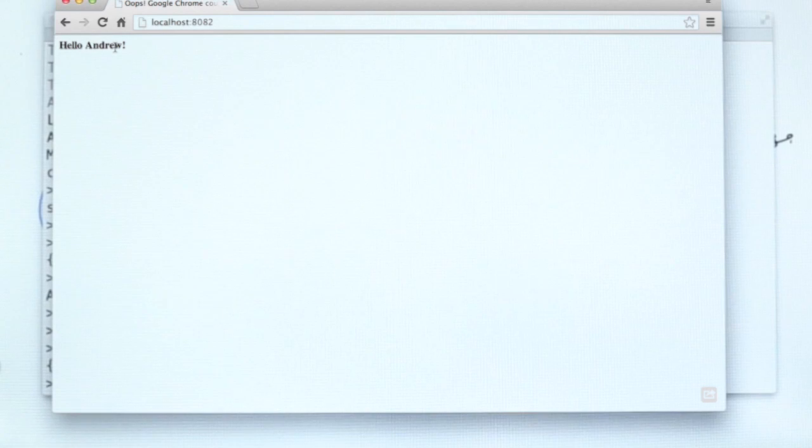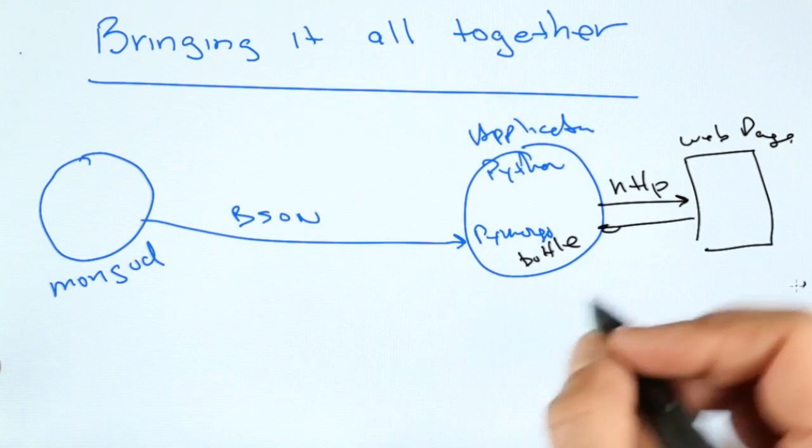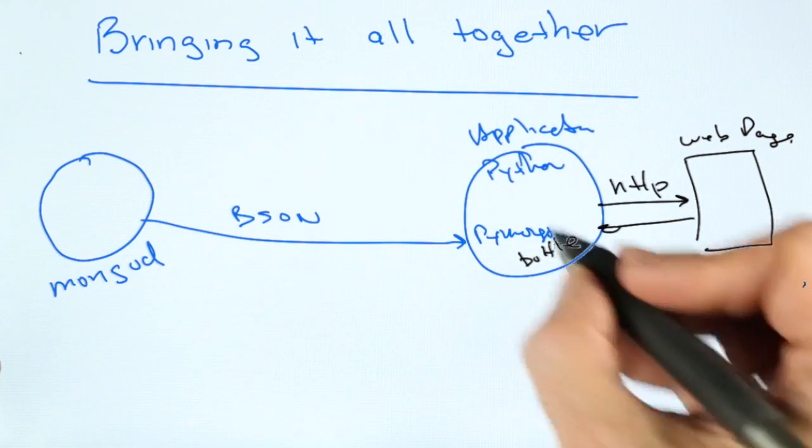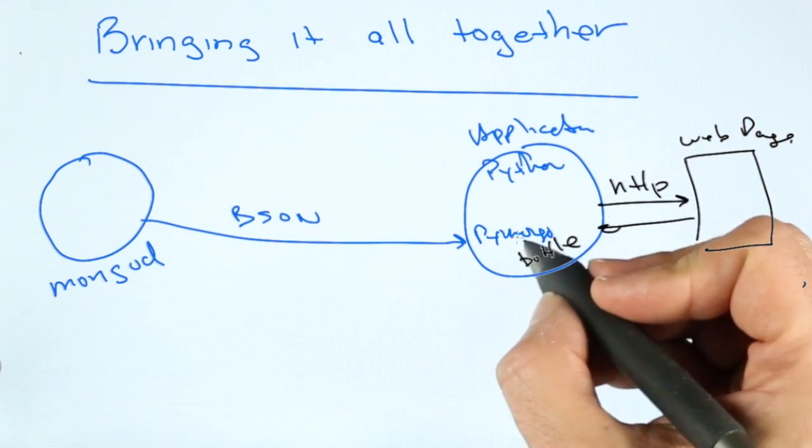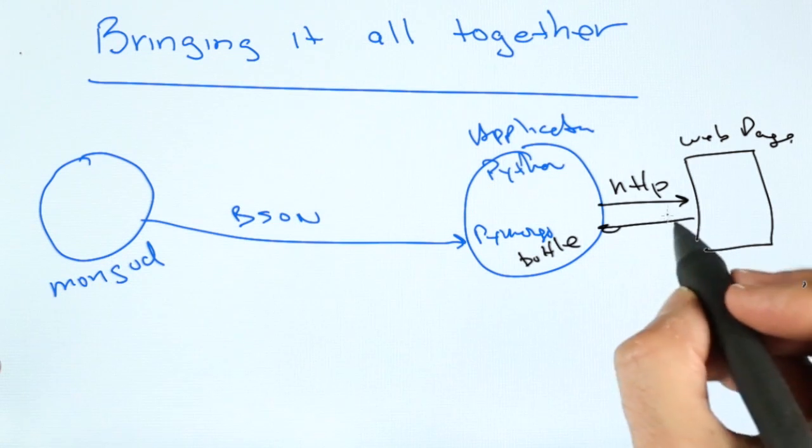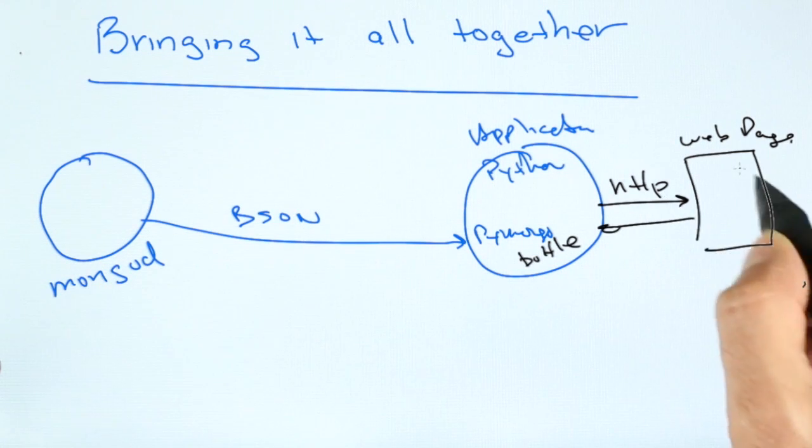So you can see now we have an end-to-end application that is written in Python, that uses Bottle, and that uses PyMongo, connects to the database, and then can answer an HTTP request and produce a web page.